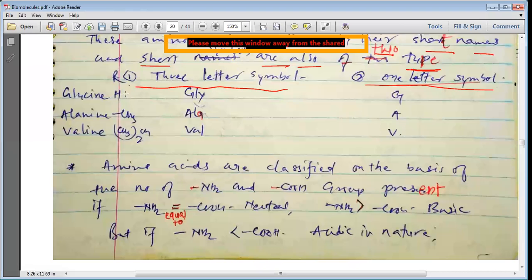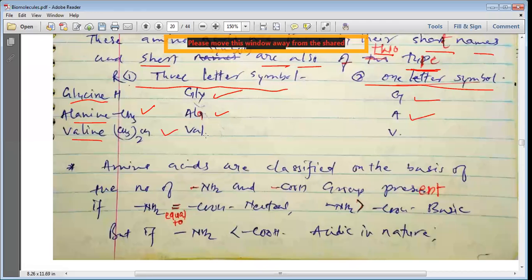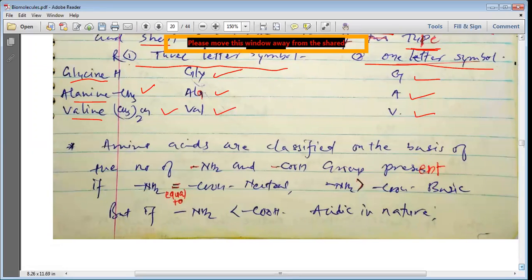Using this, glycine has either the symbol GLY, or we just remember it as a capital G. Same way, my dear students, if we have the amino acid alanine, which has R equal to CH3, we either remember it as ALA, or we just remember it as a capital A. Same way, if we have the amino acid valine, by the three-letter symbol we call it VAL, or just V. So my dear students, these amino acids can be easily understood by the single-letter or three-letter names.